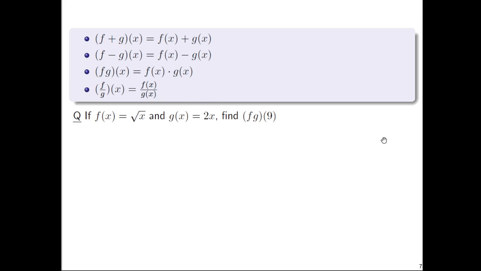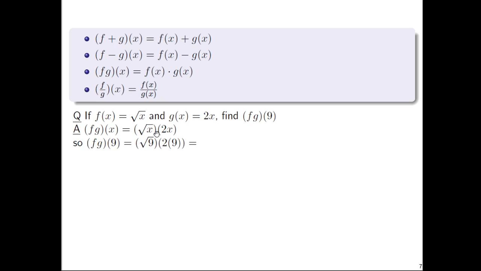So if f of x equals root x and g of x equals 2x, find fg of 9. So first, let's find fg of x. Okay, so fg of x should be f of x times g of x, in other words, root x times 2x. And we could drop the parentheses, but maybe it will look confusing, so let's just leave the parentheses there. So then fg of 9, one line below, just replace every x with a 9. That's how we get fg of 9. So notice if we just replace that x here with a 9, replace this x with a 9, replace that x with a 9. So fg of 9 is root 9 times 2 times 9.